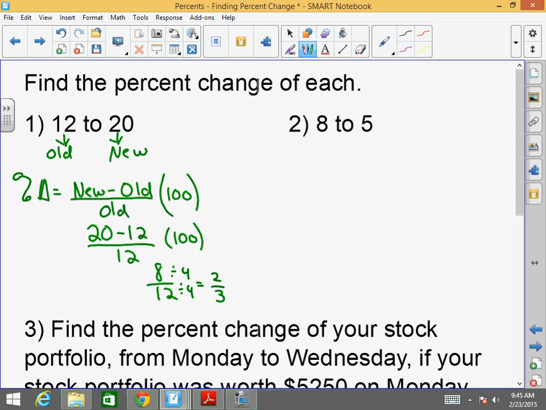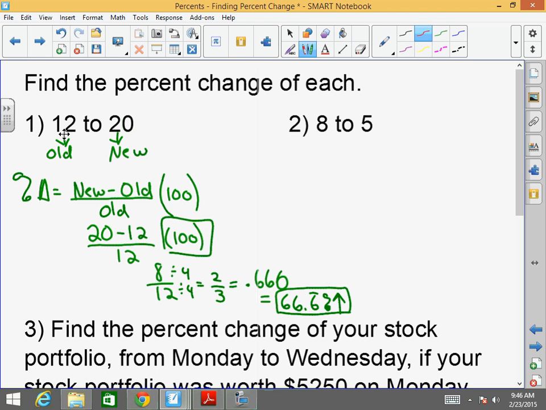Does anyone remember what 2/3 turns into as a decimal? Anybody? These are the ones we should have memorized by now. Very good, my brother. This is 0.6 repeating, but then times 100. In other words, I want to make it a percent. 66.6 repeating percent increase. That is percent change. Remember, this multiplying by 100 just means turn the decimal that you have into a percent. And when we go from decimal to percent, we go 2 places to the right. So that means I multiplied by 100. Does that make sense, guys? Promise?